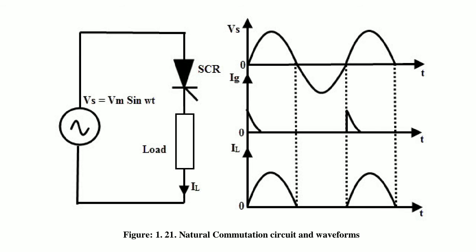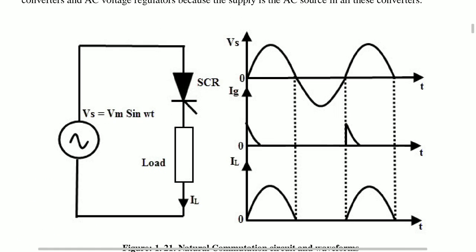So ultimately we can say that the source itself behaves as a commutation circuit or commutation source which will commutate or turn off the SCR step by step. So this is all regarding the commutation techniques of the SCR. In this video we have seen class D commutation and class E commutation. Those are the types of force commutation techniques, and the last one is natural commutation. It is also called class F commutation. So please remember these commutation techniques.